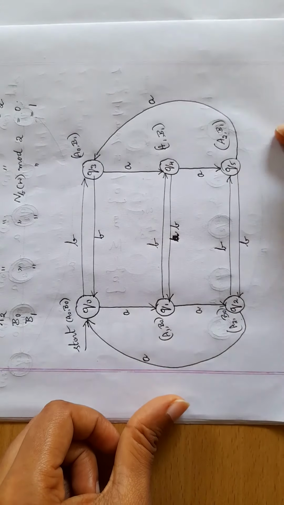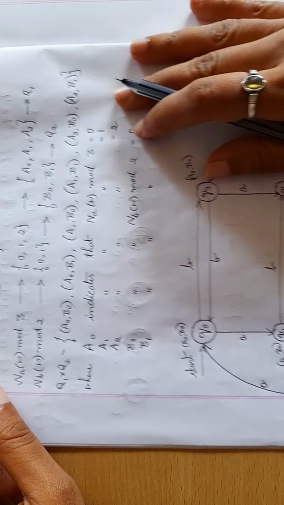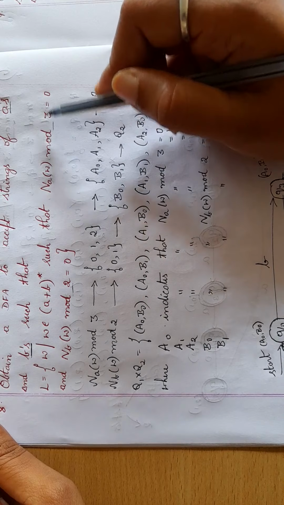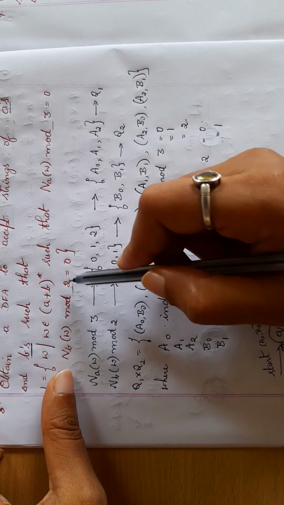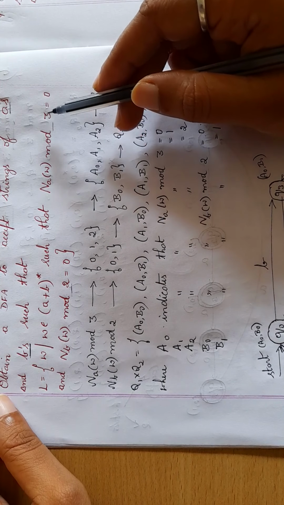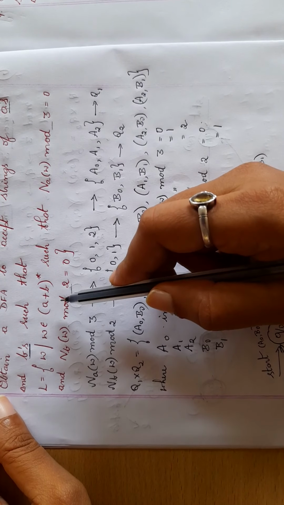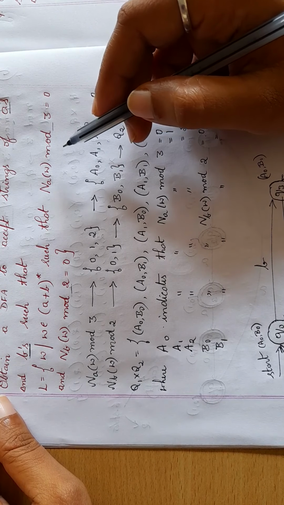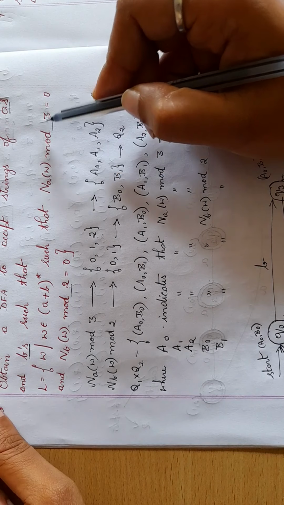Okay, so you're done with the DFA. What is this question basically all about? It is telling that the number of A's mod 3 should be 0, and the number of B's mod 2 should be 0. That is, the number of A's should be divisible by 3, and the number of B's should be divisible by 2. So I can have 3 A's and then 2 B's.